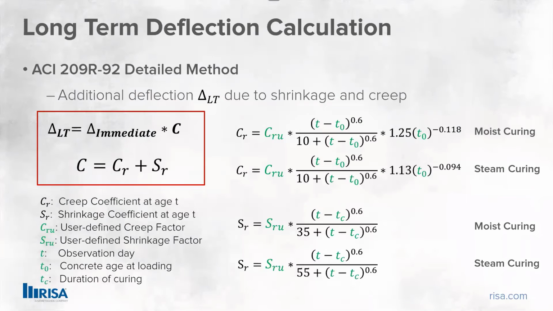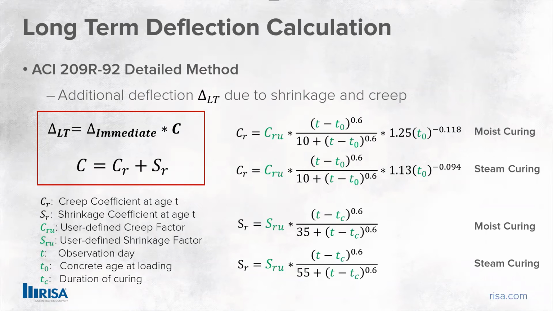So the second method you can actually choose is the ACI 209R detail method. So as you can see, in this method we have a lot more complicated equations than the previous one, but the main equations are actually pretty similar. So your delta LT, which is again your additional deflection due to long term, is equal to your delta immediate times a factor of C.